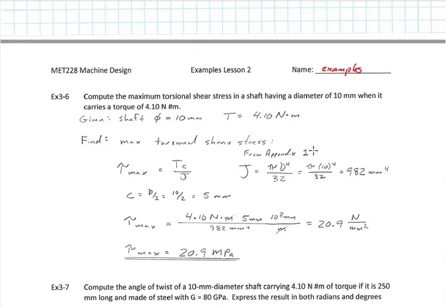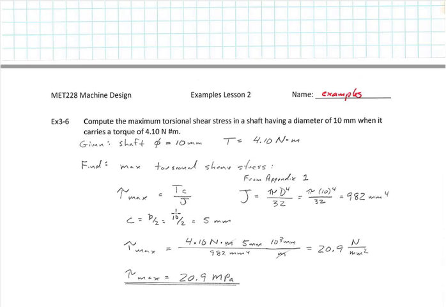Then we're going to go to Appendix A, Appendix 1, and find our polar moment of inertia equation, which is pi d to the fourth over 32. And that calculates to 982 millimeters to the fourth. Now again, I'm going to work in millimeters. I think this just works out the best. Okay, so when I'm substituting into this equation here, c is going to be R, which is d over 2, which is 5 millimeters, and then here's J.